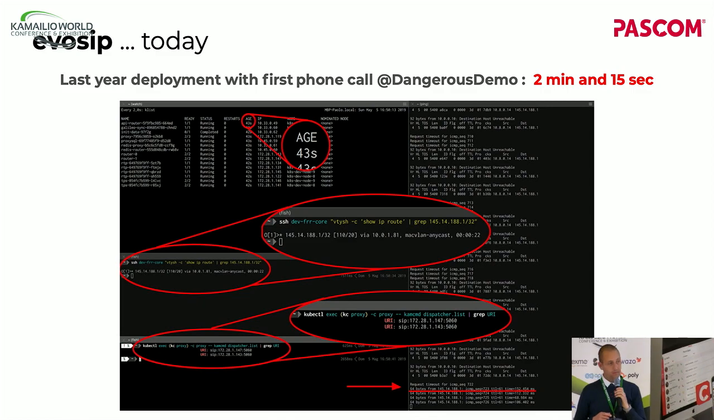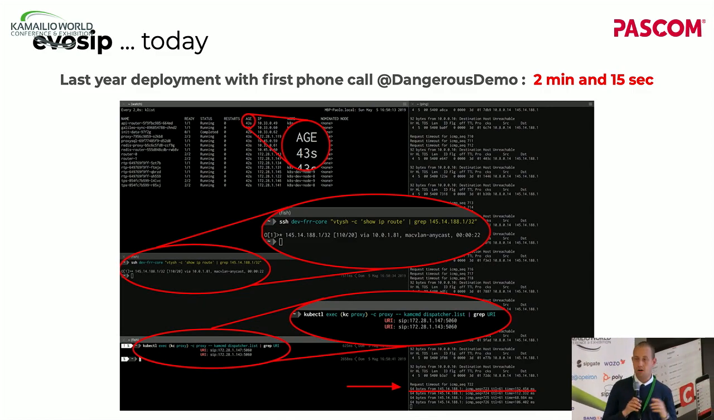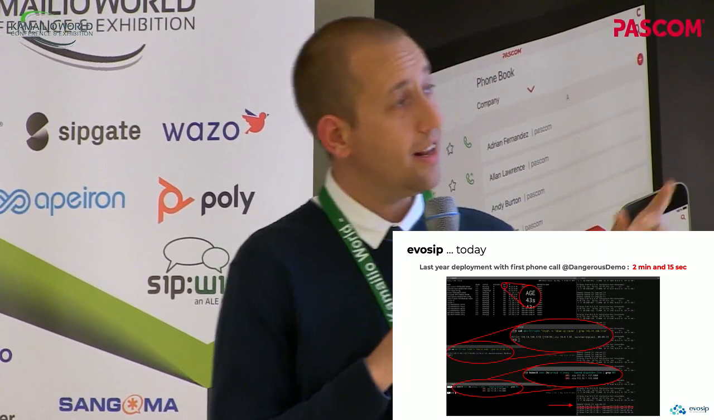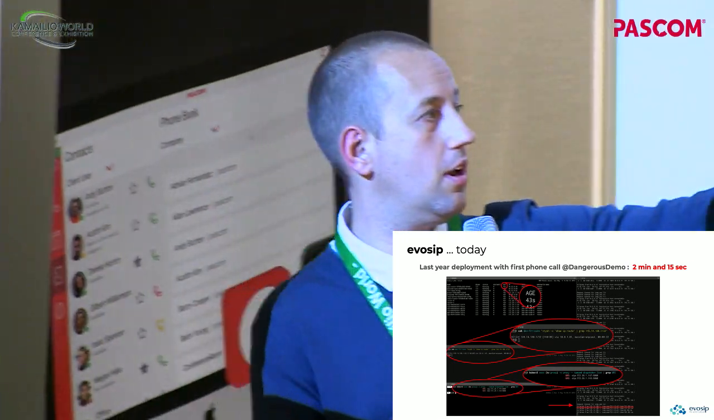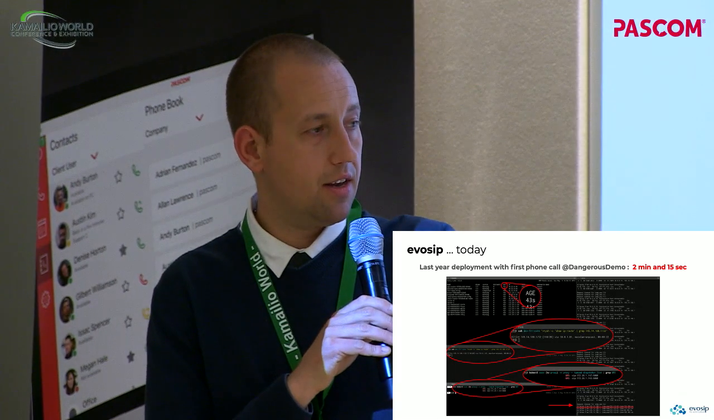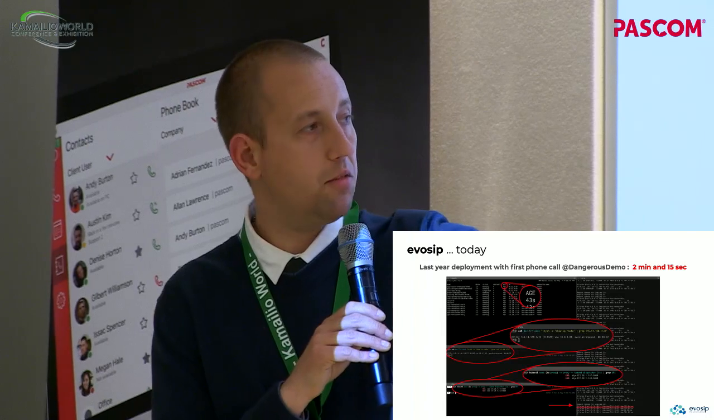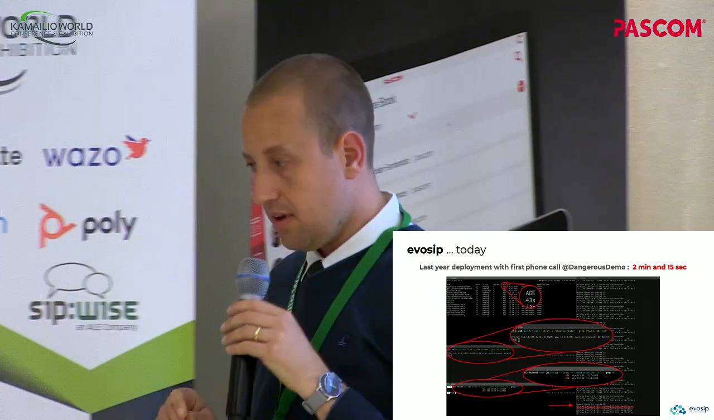And what about today? This is a screenshot I took some days ago. And we were able to deploy the EvoSIP stack in less than a minute. And in less than a minute, we were able to reach the Anycast IP announced by the edge router using the OSPF dynamic routing protocol. And as you can see, the edge layer is able to get the endpoints of the routing layer.